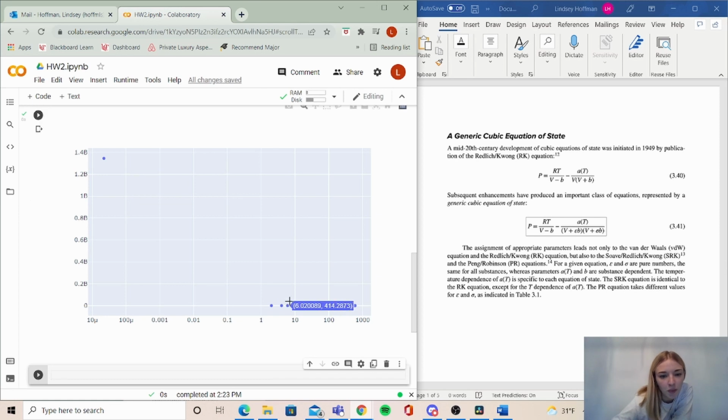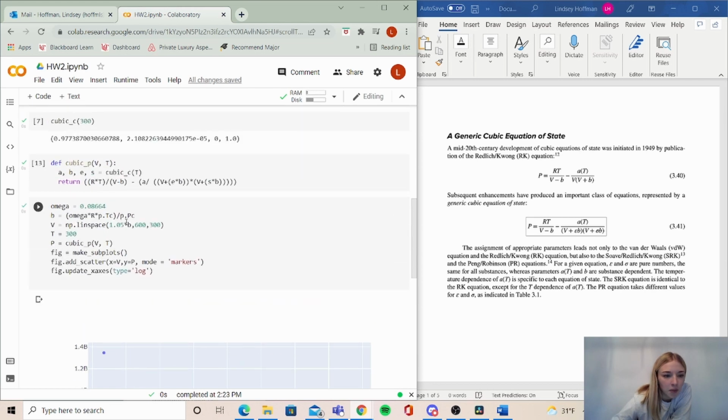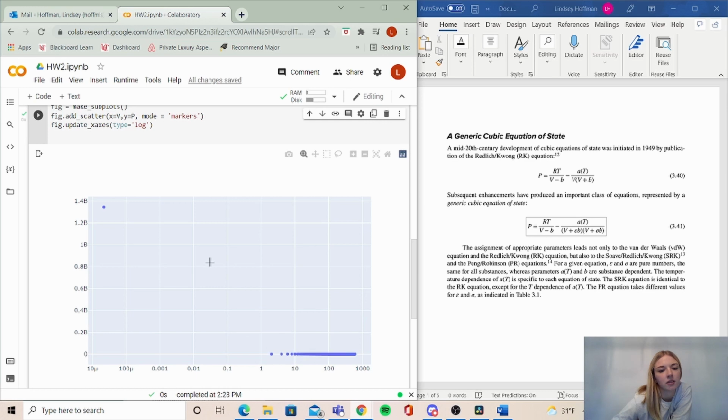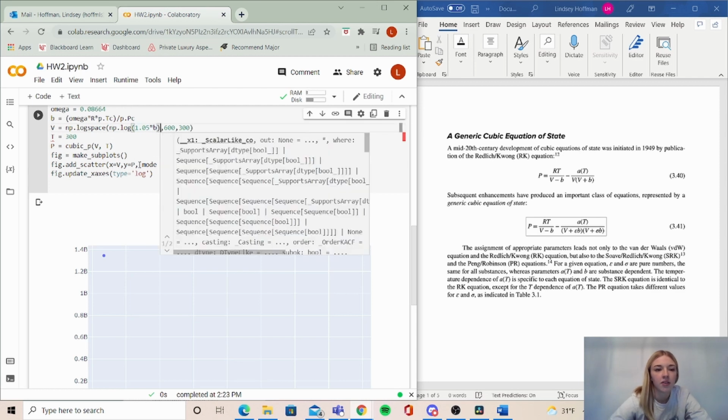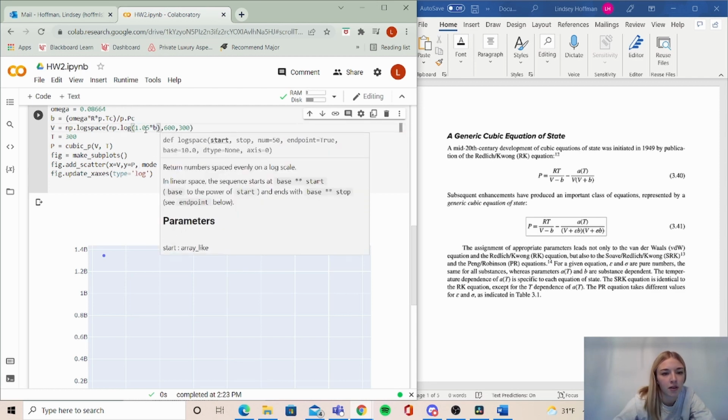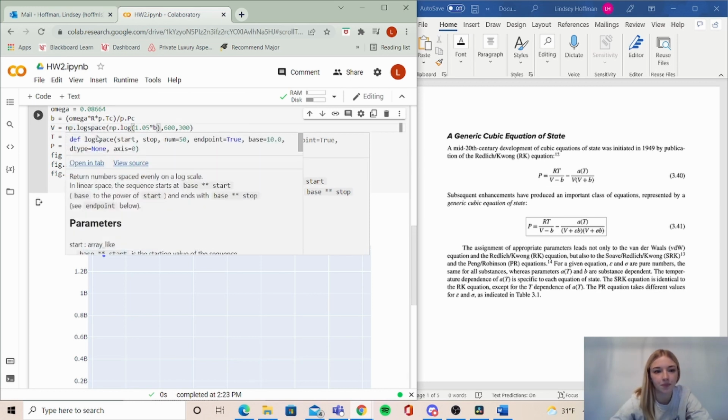We can see a few more points now, but still not great. So what we can do is change our linearly spaced points here to be on a logarithmic scale also. When we do this, we also need to change our starting value to be np.log of that, so that it gives us an accurate value for our starting point. So it's not taking the log of 1.05 times b.